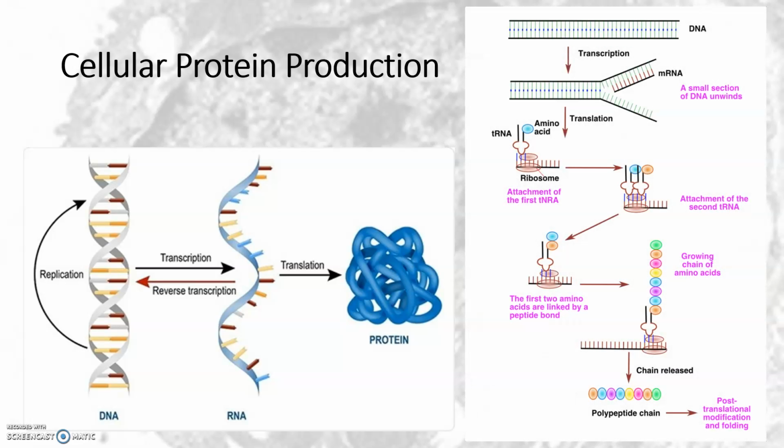And this on the right is just a more detailed representation of the same process. And remember, you have messenger RNA taking the code from the DNA in the nucleus into the cytoplasm, and then transfer RNA helping to assemble the amino acids in the ribosome, and then post-translation modification to create the more complex structures of these chains of amino acids to produce proteins.